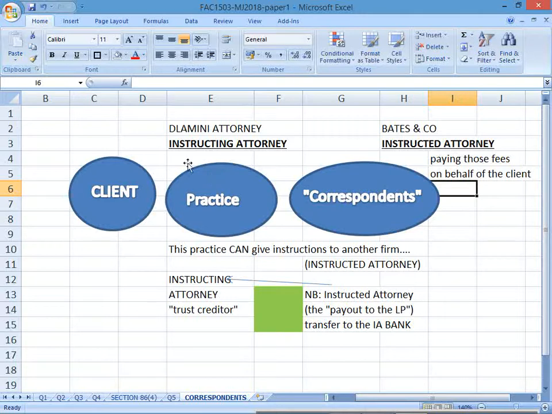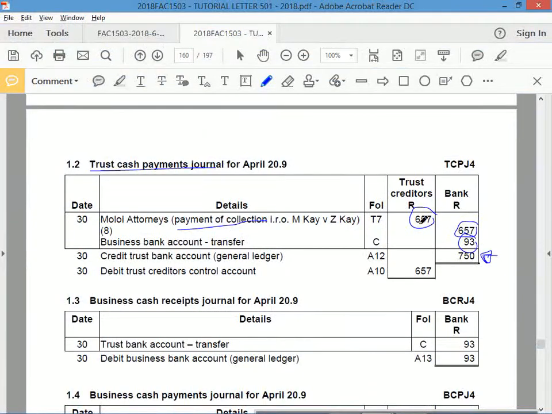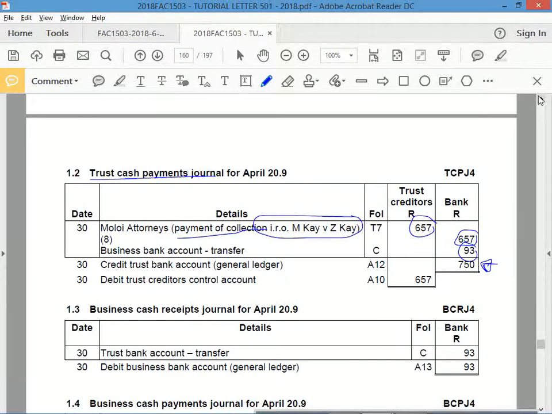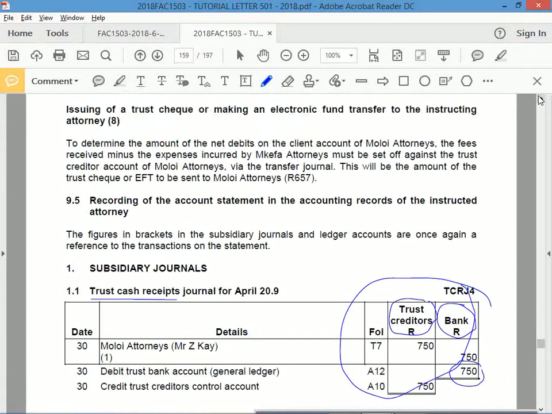So what actually happens is the law practice is going to be paying over client money to the instructed attorney in order to cover those fees that the client needs to cover for having collected that money. Does that make sense? That's why they get the one amount. So they're showing it as one amount, being all of those amounts that you would have paid.